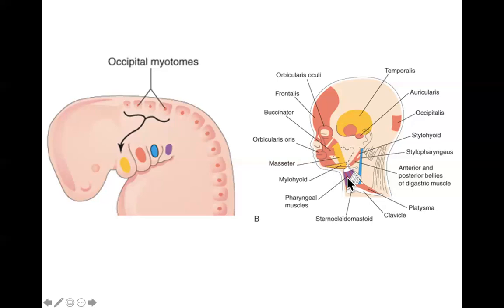Okay, now for the quiz, the things that you're going to want to know from that section are, first, the second arch forms primarily the muscles of facial expression. And 4 through 6 form the swallowing muscles. Remember those two things, they will be on the quiz. 4 and 6, swallowing muscles. Second arch, facial expression muscles.